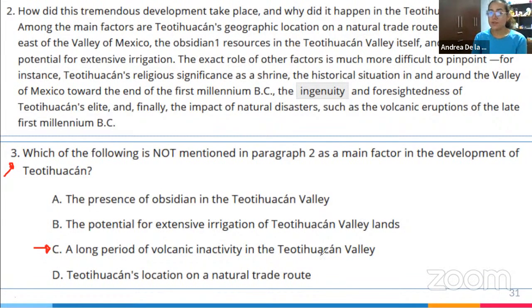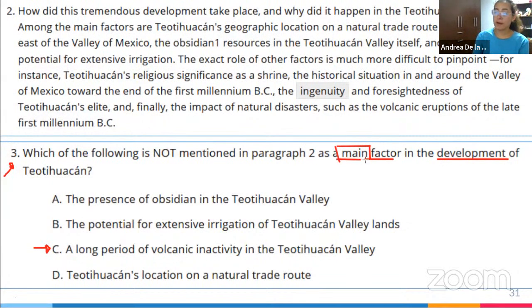Well done. So the way to go on this question is exactly the same as what we did yesterday. First of all, you read the question, you make sure that you understand it very well, and then you look for the main words, for the keywords in the question. In this case, they're asking for what is not mentioned as a main factor in the development of Teotihuacan. So in this case, they're asking for factors in the development of Teotihuacan. Those are probably going to be the keywords. But not only that, but they're asking for the main factors, right? And I guess that's an important thing.